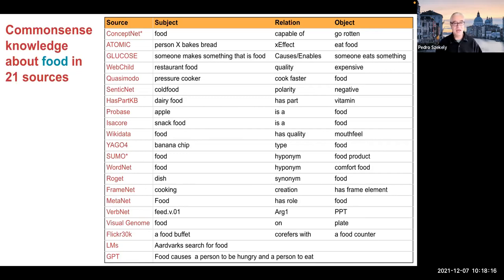So here are our examples of common sense knowledge about food found in many different sources. In ConceptNet, we see that food is capable of going rotten, that when a person bakes a bread, the effect is to eat food. When somebody makes something that is food, it causes or enables somebody to eat something, and so on. So many different sources have all kinds of knowledge about food that we can consider common sense knowledge about food. Next slide, please.